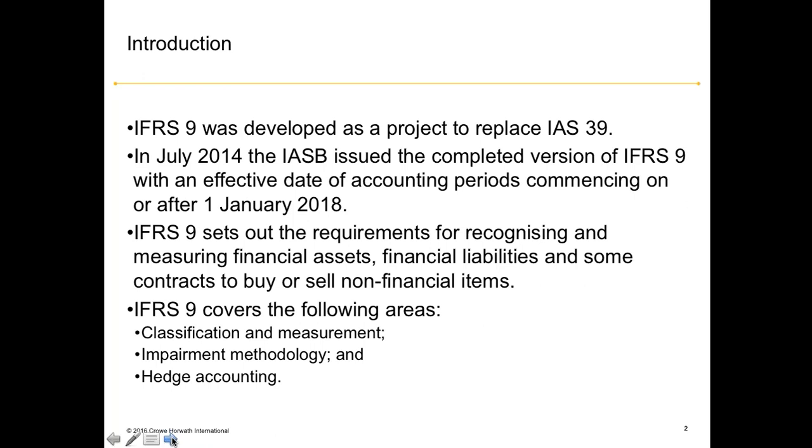IFRS 9 sets out the requirements for recognising and measuring financial assets, financial liabilities, and some contracts to buy or sell non-financial items. The standard itself covers the following areas: classification and measurement, an impairment methodology, and hedge accounting. In this short presentation, I shall introduce the principles for classification and measurement, for the impairment methodology, and for hedge accounting.